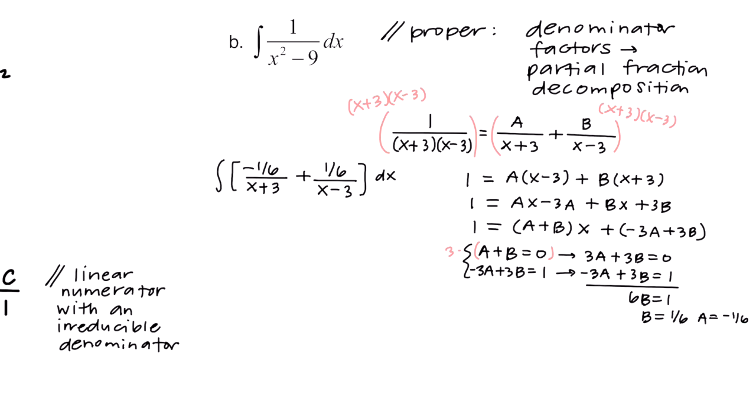So again, I took the a value, plugged it in here, took the b value, plugged it in here, and rewrote it like this. So we have negative 1/6 over x plus 3 plus 1/6 over x minus 3, and we still have the integral of this. So a couple of things, these both have a 1/6 in them, so I'm going to pull the 1/6 to the front. So now we're ready to integrate.